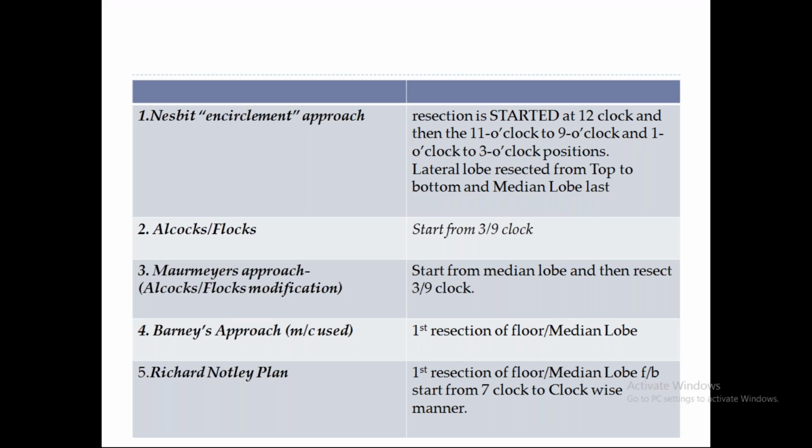Next is the modification of this Alcock or Flocks approach, that is Mauermayer's approach. Start from the median lobe and then resect from 3 o'clock or 9 o'clock. Barnes' approach is most commonly used: first resection of the floor or median lobe. Next is Richard Notley's plan: first resection of the floor, median lobe, followed by starting from 7 o'clock in a clockwise manner. You may not remember these approaches, you can just remember the names.